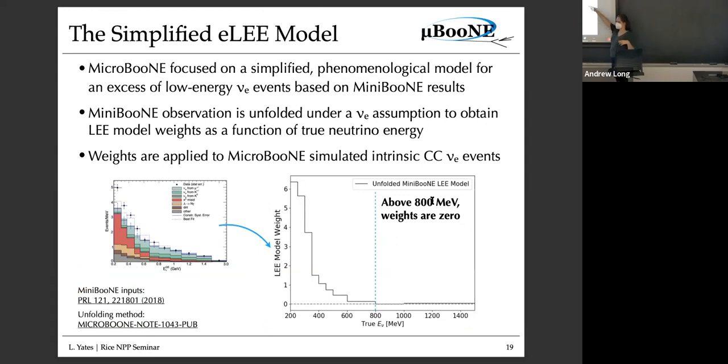But it's a very strong enhancement at low energies, like factors of 5 or 6, and then rapidly falling off into the medium energies, and above 800, basically nothing, because the MiniBooNE data above that point basically matches up with our prediction. So it's the strong enhancement of low energy neutrino interactions. And we just took these weights and applied them to the MicroBooNE prediction, and then we can look at that in the MicroBooNE reconstructed space. So this was our model.